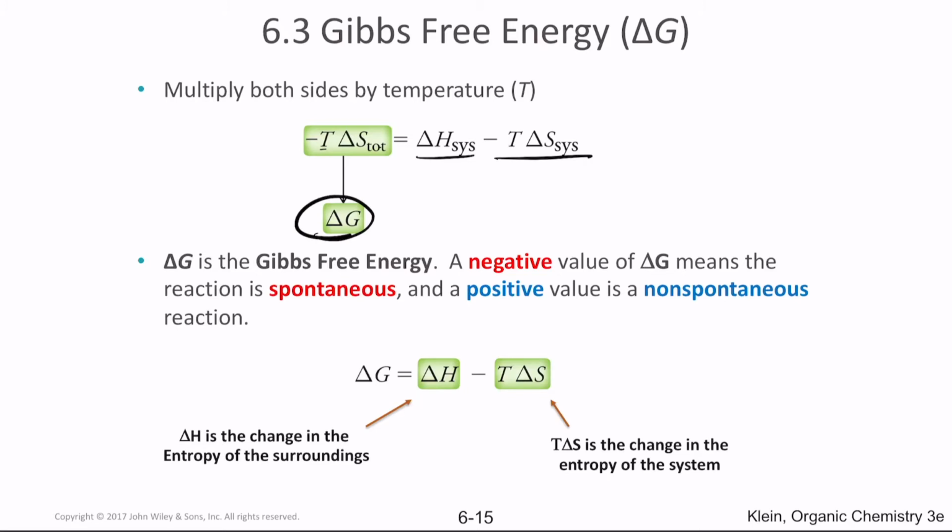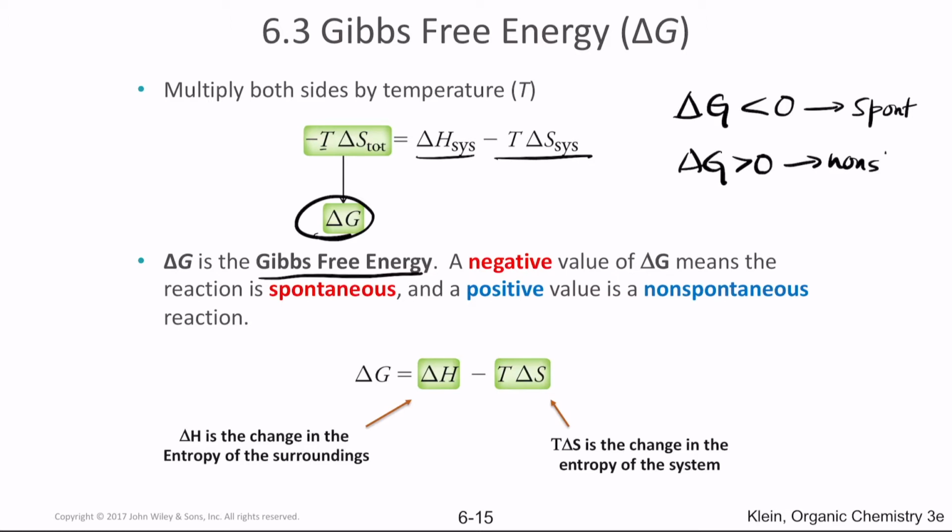Delta G refers to Gibbs free energy, and delta G is a good measure of the spontaneity of a system. If delta G is less than 0, then the reaction is spontaneous. If delta G is greater than 0, then the reaction is non-spontaneous. This is the main way we generally decide whether a reaction is spontaneous or non-spontaneous. From this we get the free energy equation, which is delta G equals delta H minus T delta S.